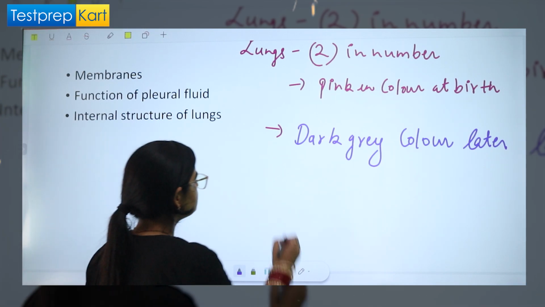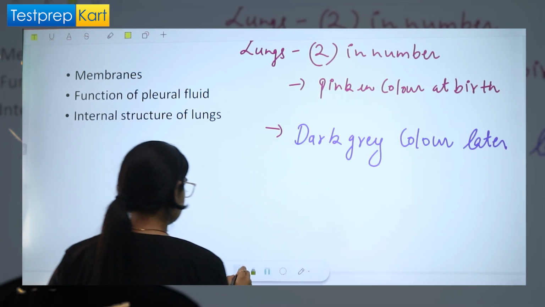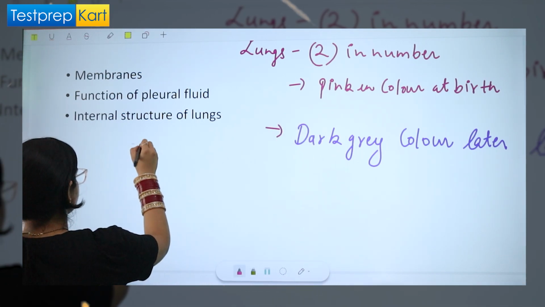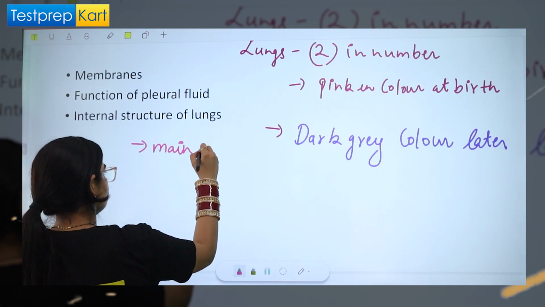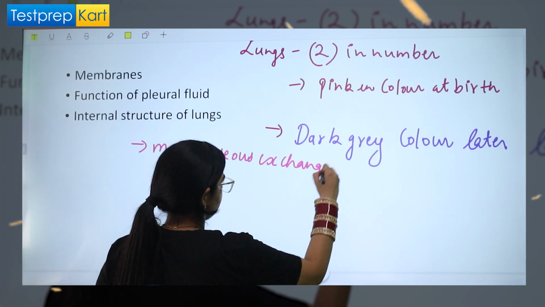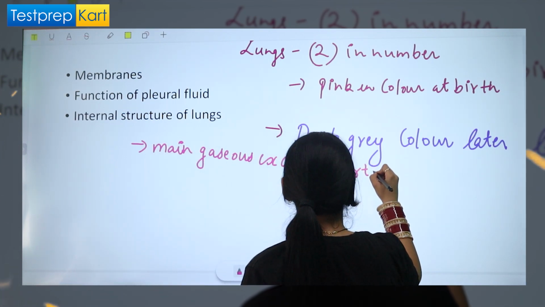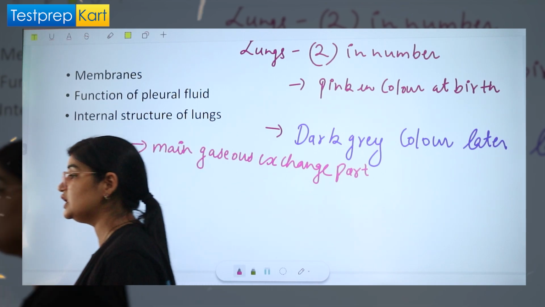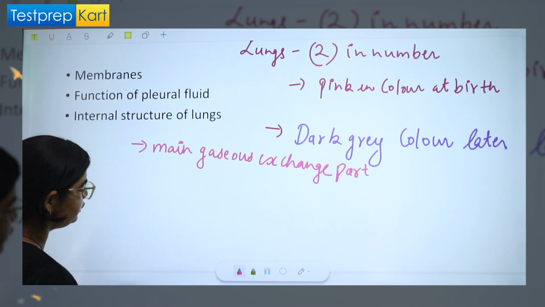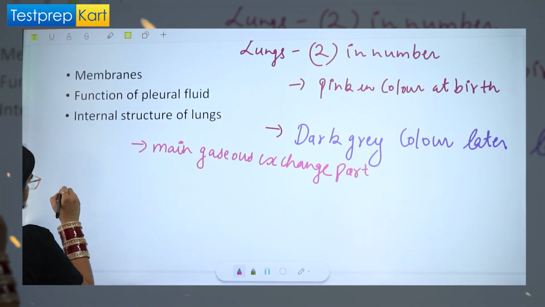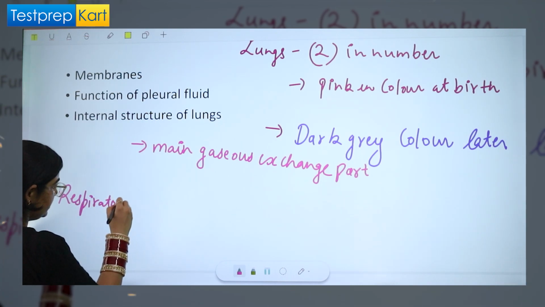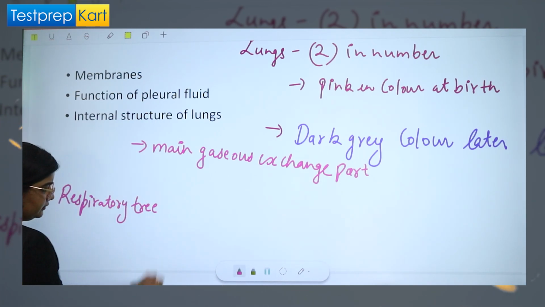Now, when we talk about lungs, the lungs are basically the site where our main gaseous exchange takes place, right? It is the site where exchange takes place. So, what is present in the lungs which helps in the gaseous exchange? We talked earlier about the bronchial tree, right? Now we'll discuss the respiratory tree. The respiratory tree is basically present inside the lung only, right?